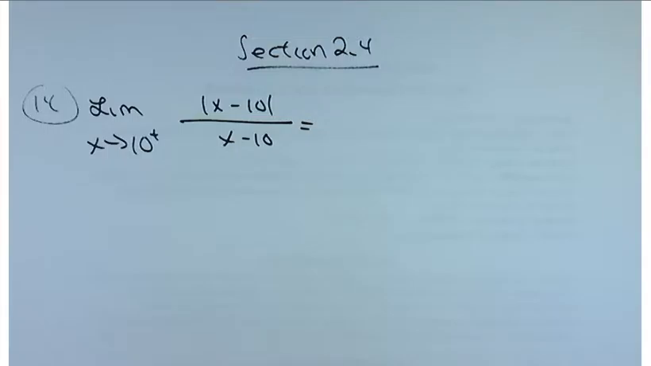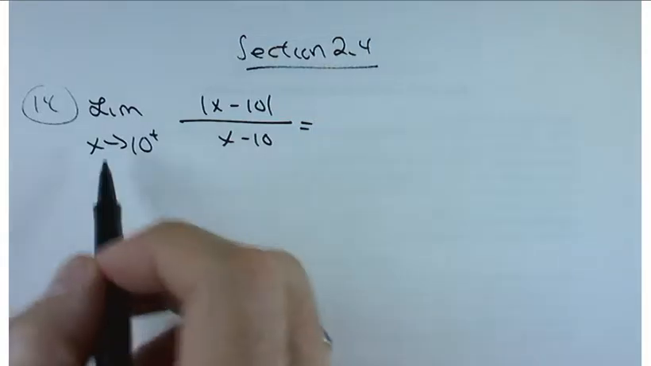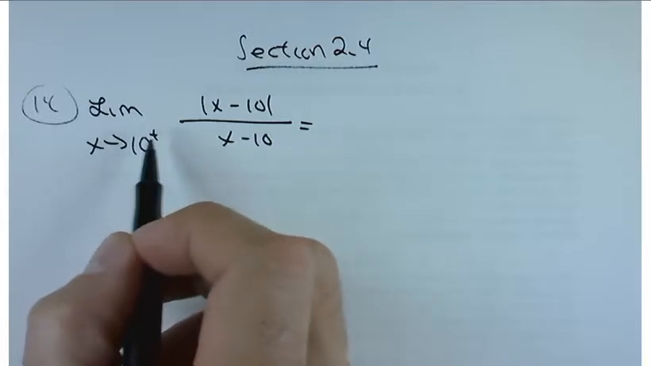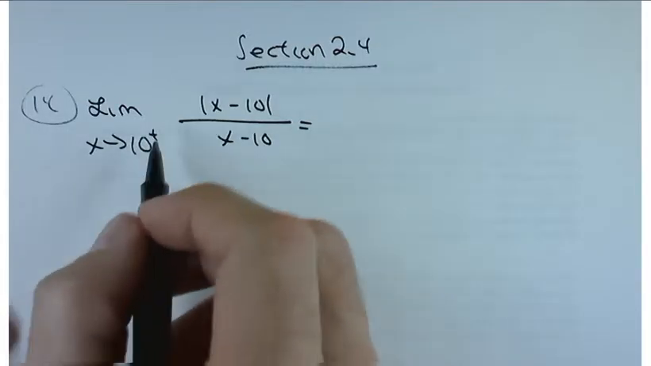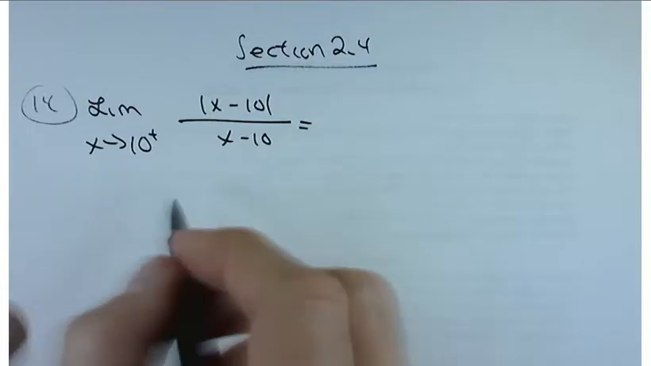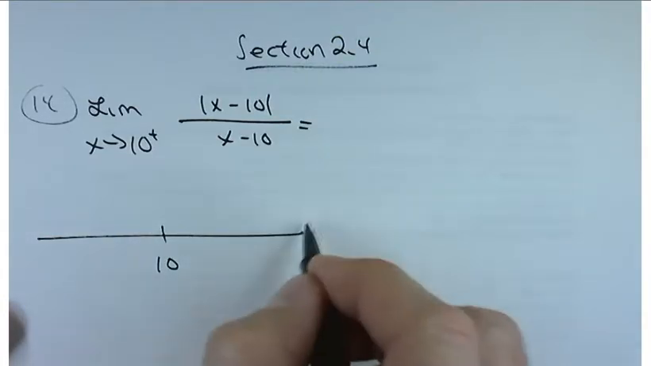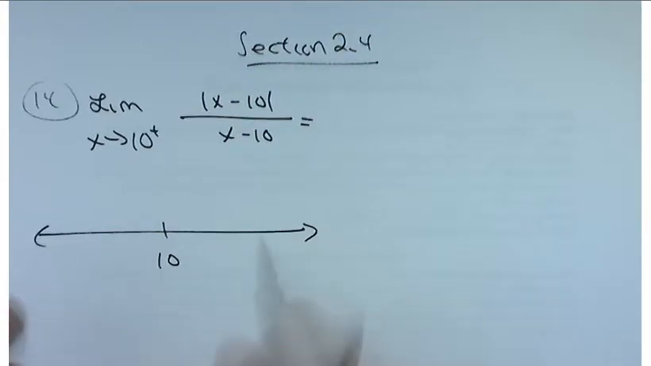Section 2.4, we're going to continue working on limits. We're going to introduce what are called one-sided limits. And we see an example of that with problem number 14. Limit as x approaches 10, and there's this little plus sign here, 10 from the positive side or the right side. Let me try and help you understand what that's all about.